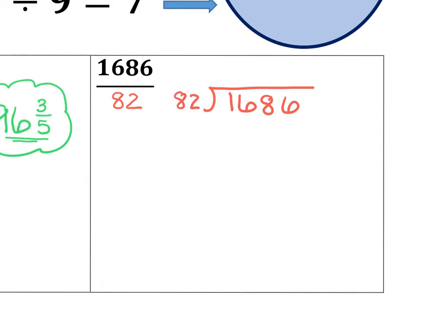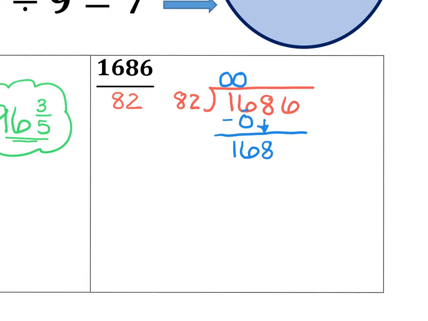So I notice that I can't get any 82s in the 1, and even when I move over to 16, I can't get any 82s into 16. So these are both going to be zeros, and 0 times 82 is 0. So I'm subtracting 0, or 16 minus 0 is still 16. My check step, I can't get 82 into 16, so I'm going to bring down the 8 from my dividend.